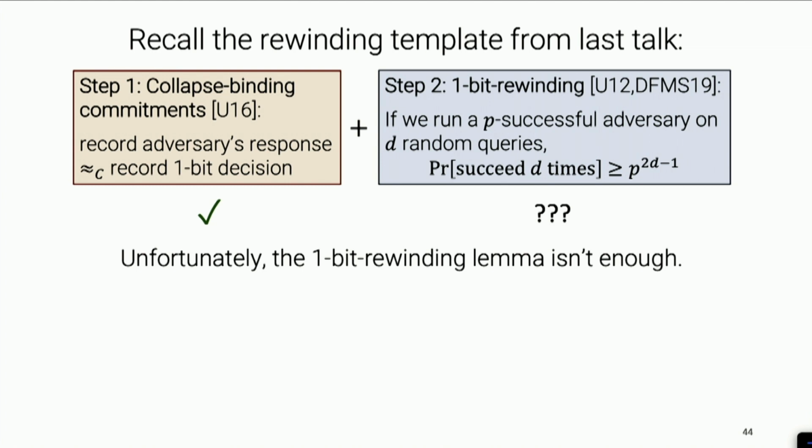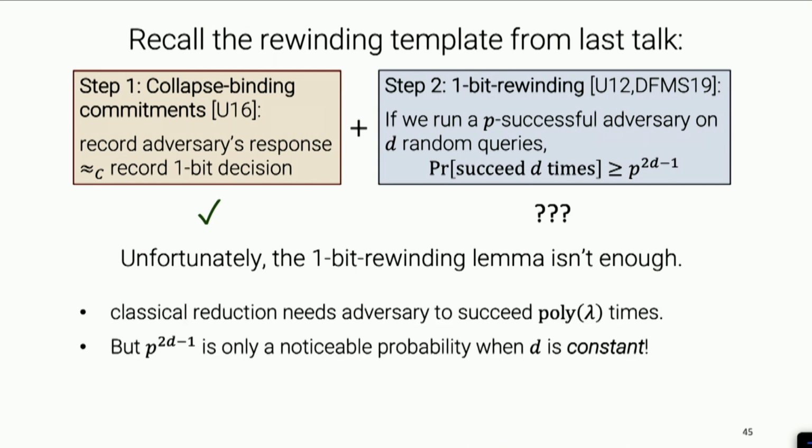What we're really worried about is this one-bit rewinding. You're paying attention to what this value is. When d is larger than a constant, this is not going to be a meaningful expression, right? P is going to be some noticeable function. This is the prover success probability. And so this is only going to be noticeable when d is constant. And we don't just need d to be super constant. We need it to be an arbitrary polynomial. So we have to do much, much better than this.